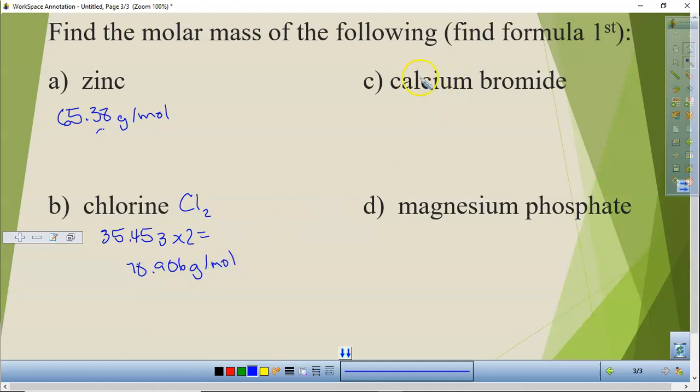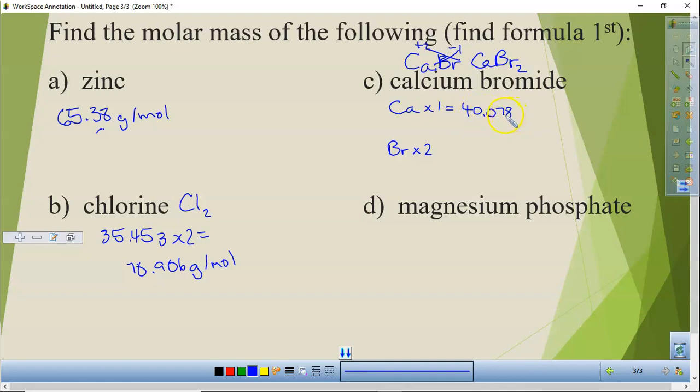So let's go up here to calcium bromide. We need to write the formula. The symbol for calcium is Ca. The symbol for bromine, Br. Calcium's oxidation number is +2, bromine -1. So we crisscross those and make them subscripts. The formula is CaBr2. So to find the molar mass, you do calcium times 1, bromine times 2, and then add those together. So find the molar mass of calcium on your periodic table. It's 40.078. But since it's times 1, it's just that mass.